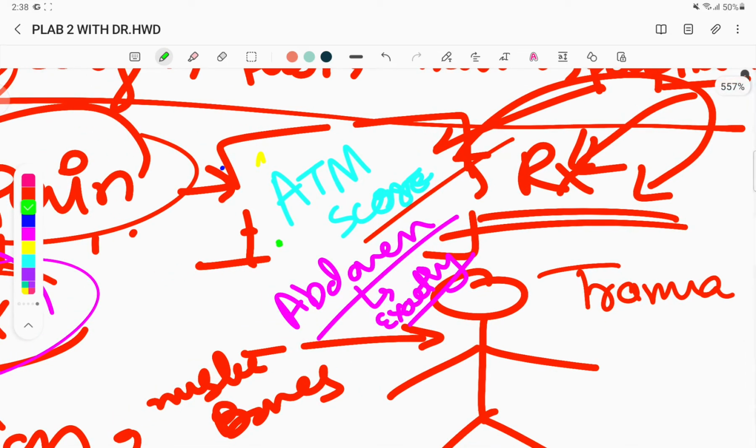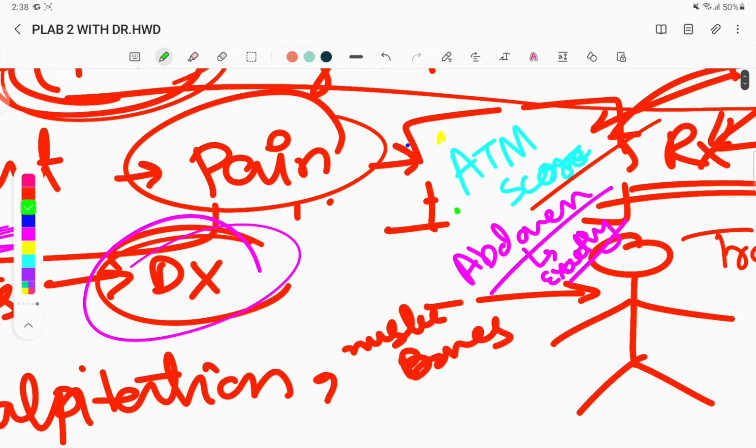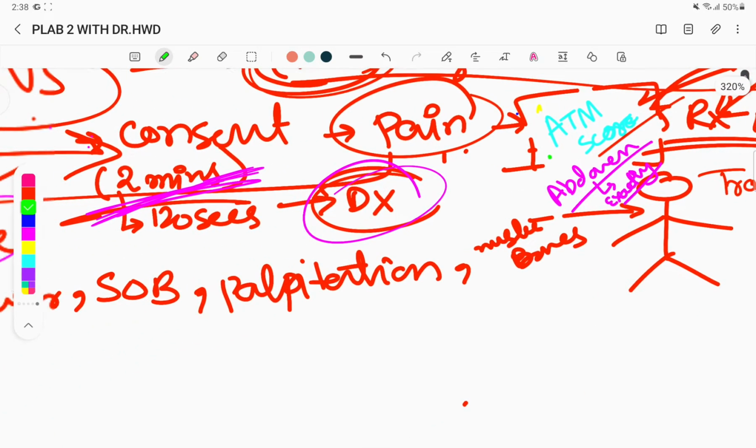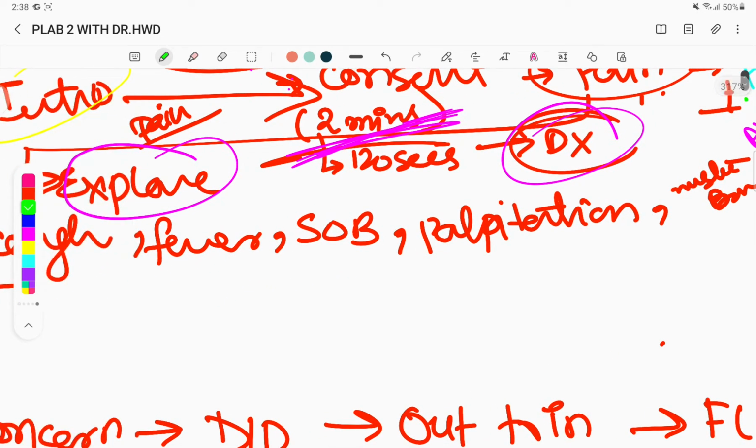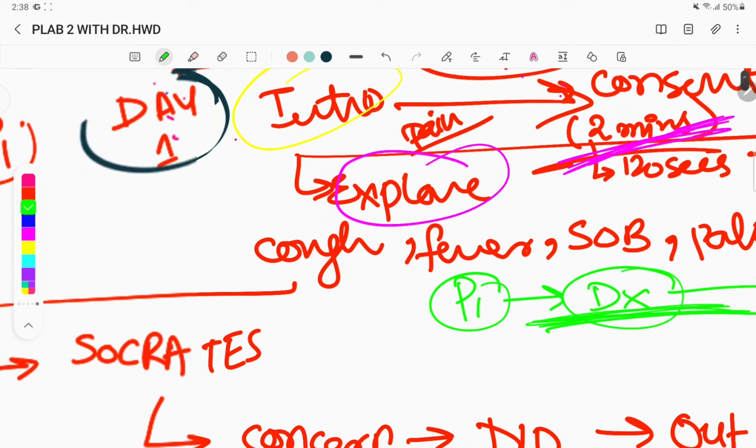So that is the first thing about the pain. You discovered the pain, you did the SOCRATES, and now you're moving forward. You did your P1. You did your SOCRATES, you asked everything. By this time of P1, you should come up with a tentative diagnosis. After you've come up with a tentative diagnosis, the second thing is for you to ask about these major things.